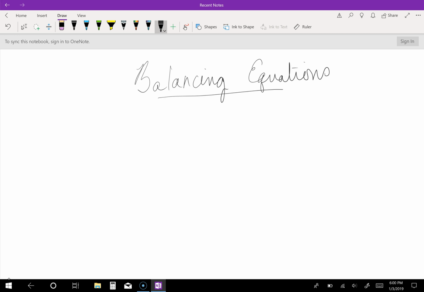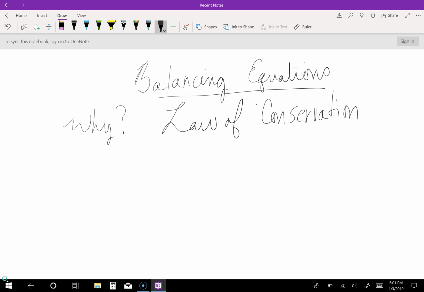One of the first things that we need to know is why do we have to balance equations? Why do we go through the trouble of these calculations? Well, the law of conservation of mass is the reason. We must have the same amount of molecules on each side of the equation.